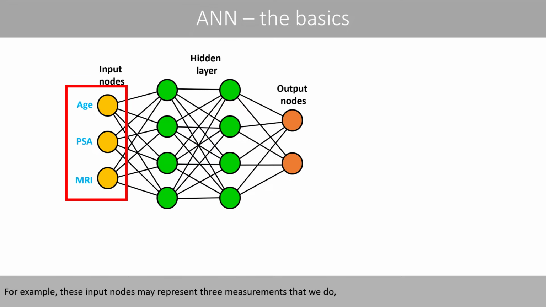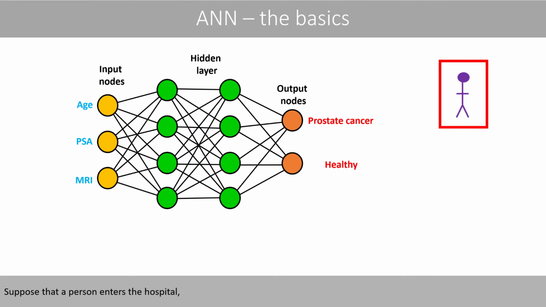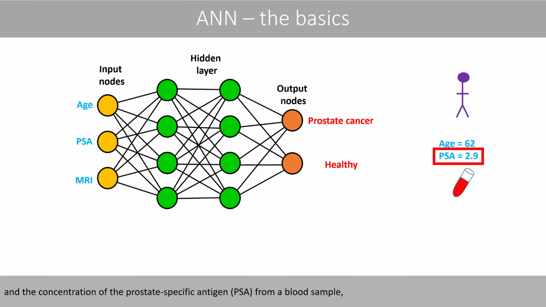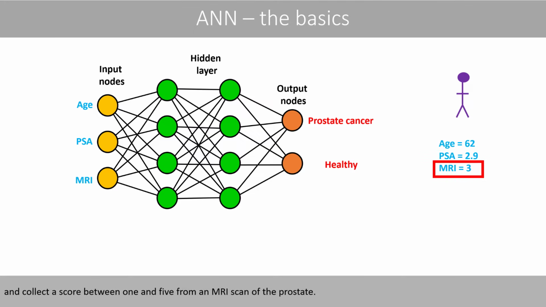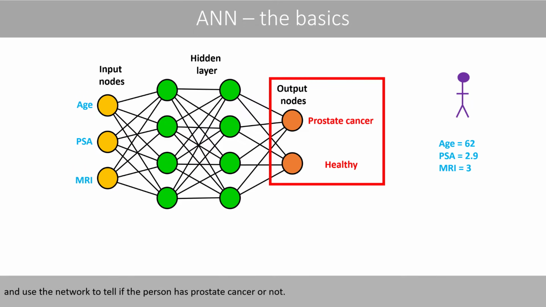For example, these input nodes may represent three measurements that we do to determine if someone has prostate cancer or not. Suppose that a person enters the hospital. We check the age and the concentration of the prostate-specific antigen from a blood sample, and collect a score between 1 and 5 from an MRI scan of the prostate. Then we plug in the corresponding values in the input nodes, and use the network to tell if the person has prostate cancer or not.